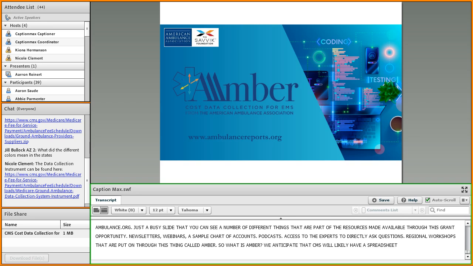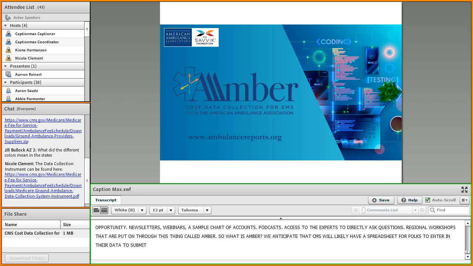Just a busy slide that you can see a number of different things that are part of the resources made available through this grant opportunity: newsletters, webinars, a sample chart of accounts, podcasts, access to the experts, directly asked questions, regional workshops that are put on, and this thing called AMBER.